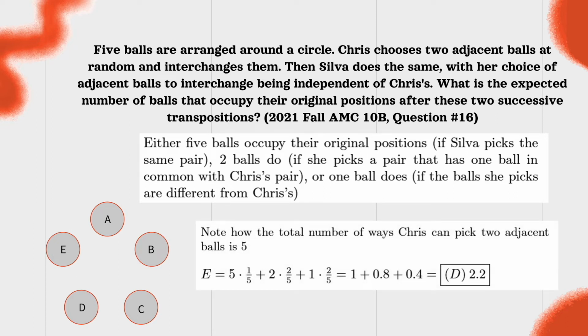Let's translate this into expected value. For the first term, 5 balls would occupy the original position times 1/5, because Silva has 5 choices to pick a pair of balls and only one of them would satisfy our first case.